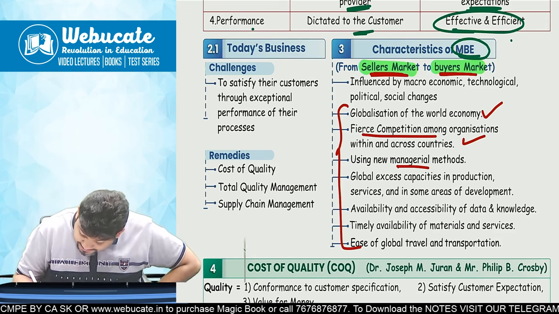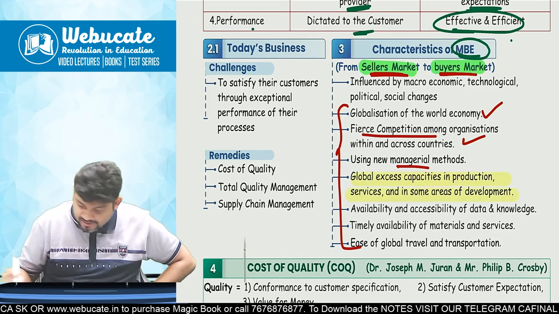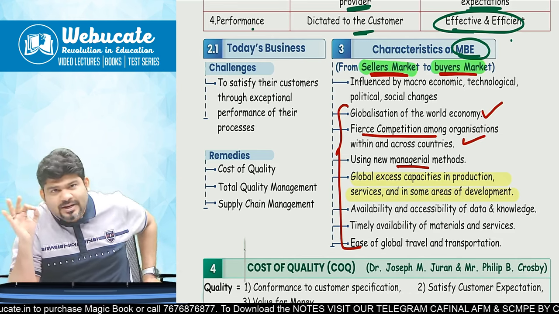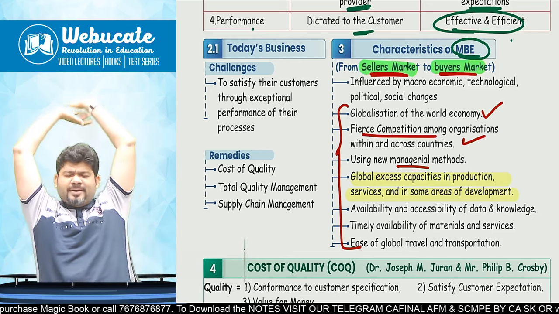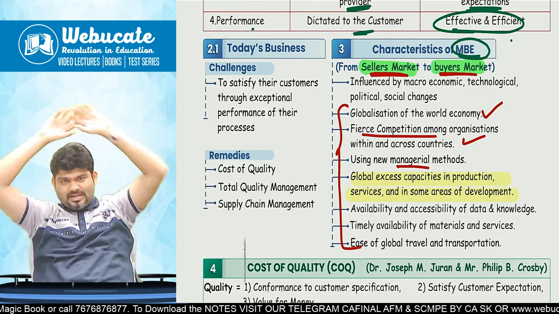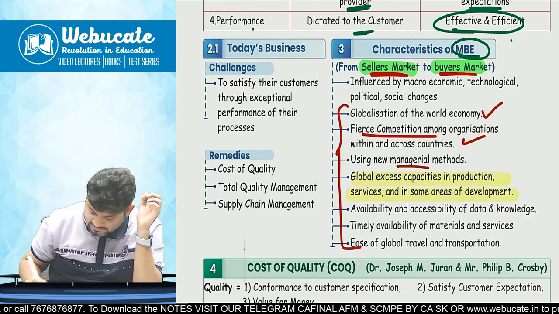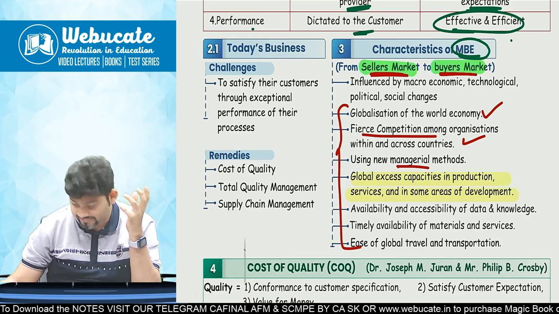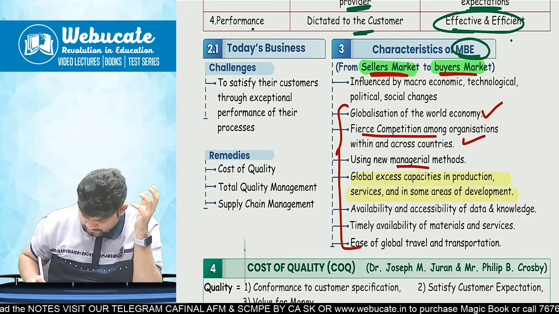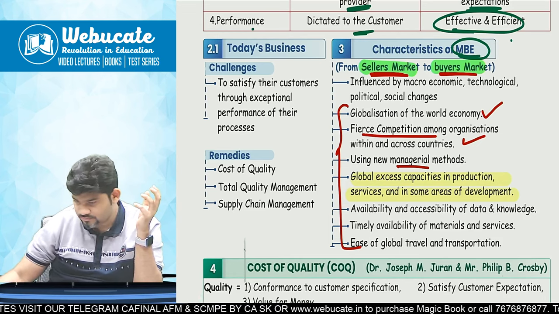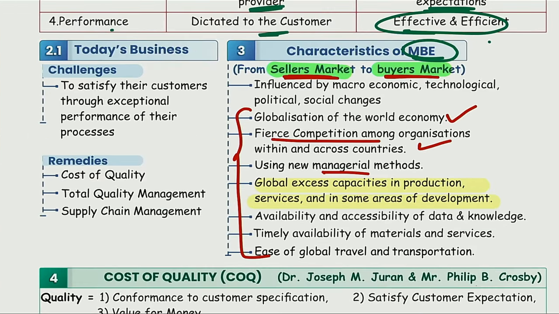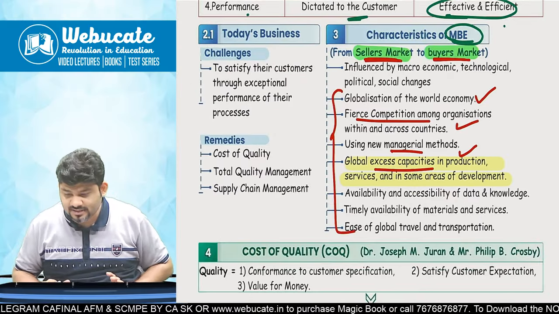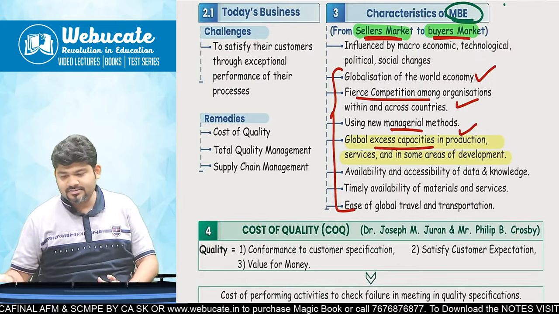Global excess capacities in production. This is the case of China. China for the last 20 years has built huge manufacturing capacities. Huge. So, as a result, they have a lot of excess capacities. I know a lot of my friends and colleagues, when I was working with JP Morgan, yes, so global excess capacities in production, services, and in some areas of development.